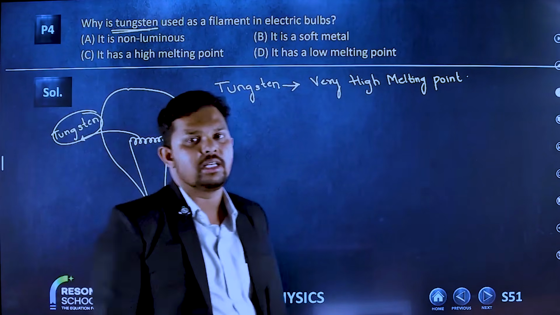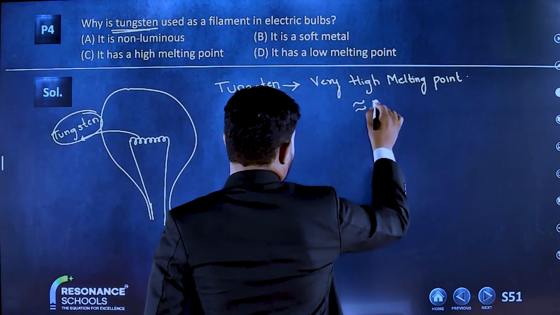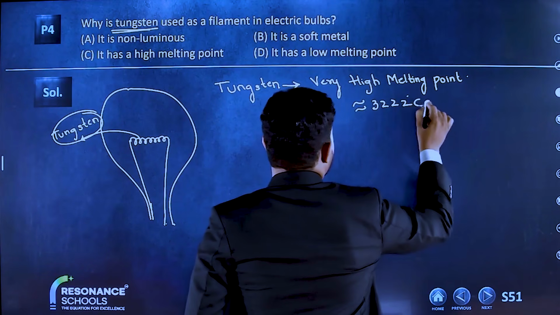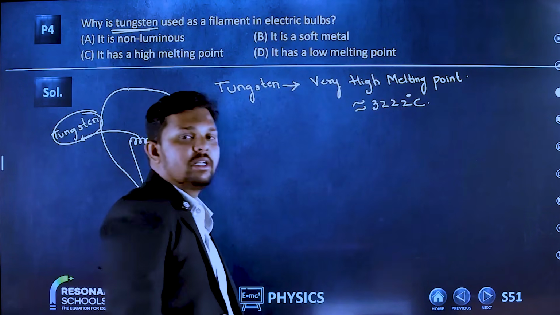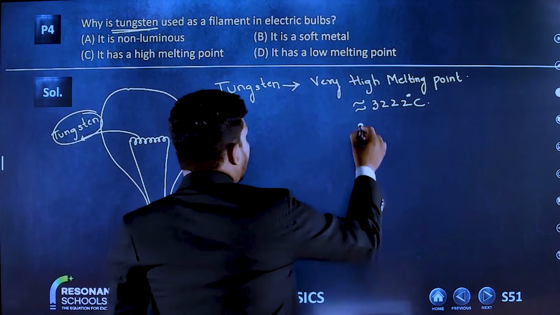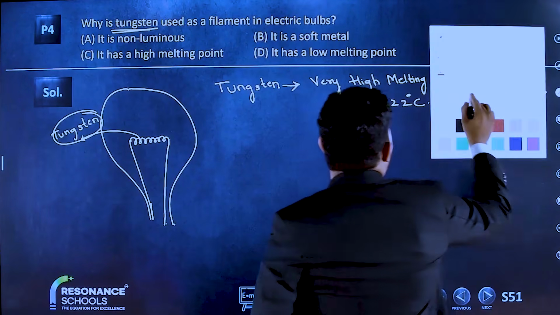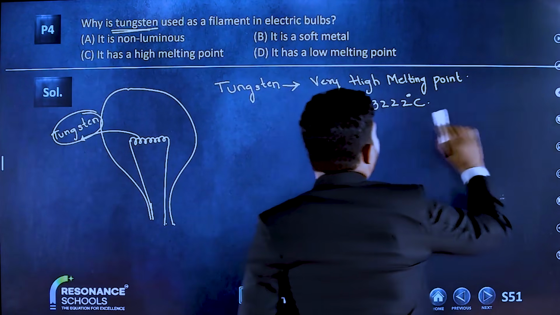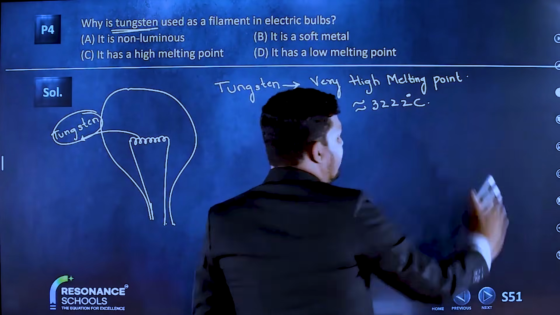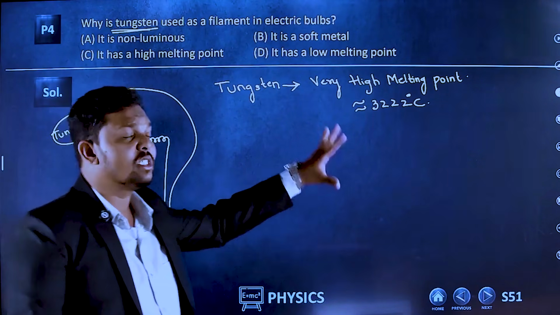3200, some say, and some people say 3222 degrees Celsius. This much temperature. Few people say nearly 3200, some around this figure. However, it is a very high temperature for us. Approximately you can say 3200. You can remember this temperature, which is very high.